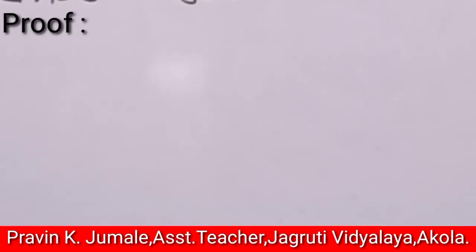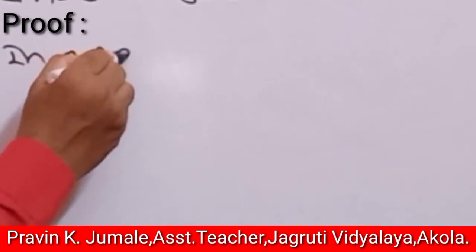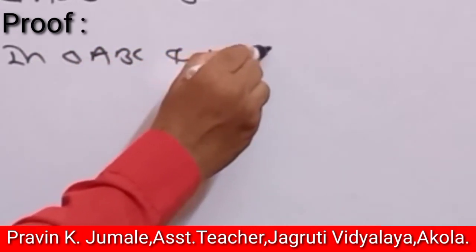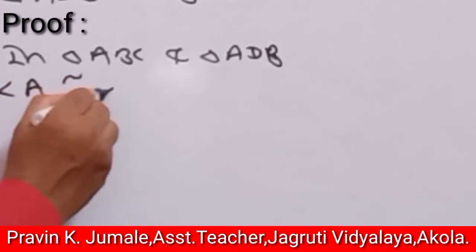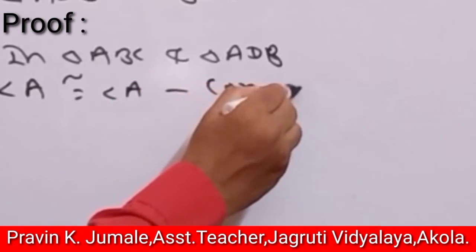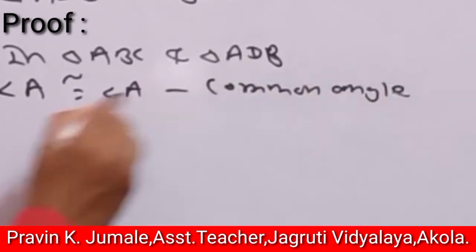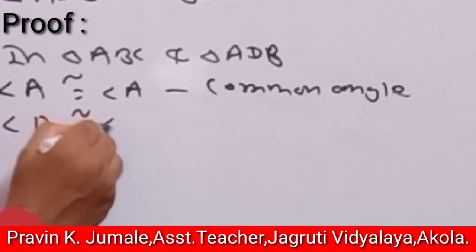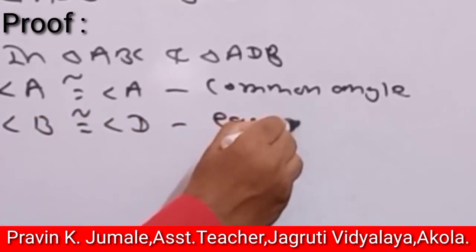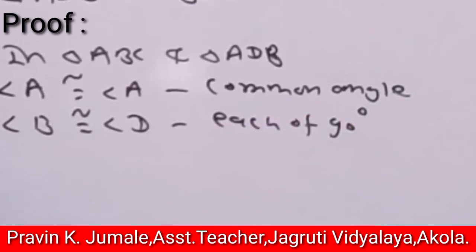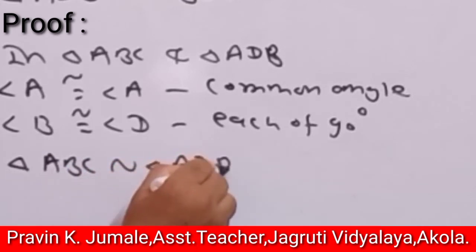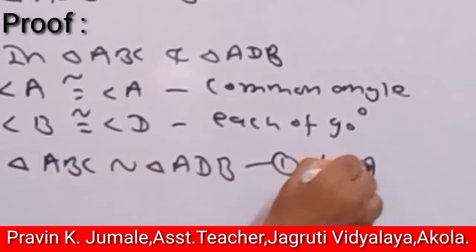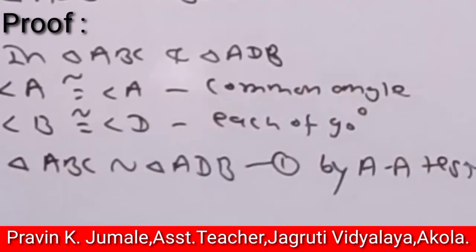Proof. First, in triangle ABC and triangle ADB, angle A congruent angle A, this is common angle. Angle B congruent angle D, each of 90 degree. Therefore, triangle ABC similar triangle ADB. This is equation number 1 by AA test. These two triangles are similar.